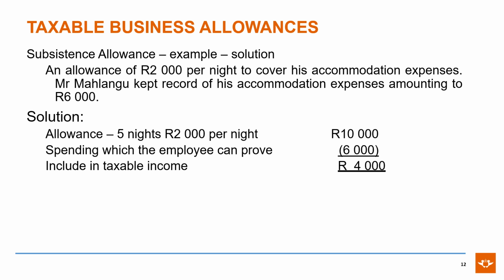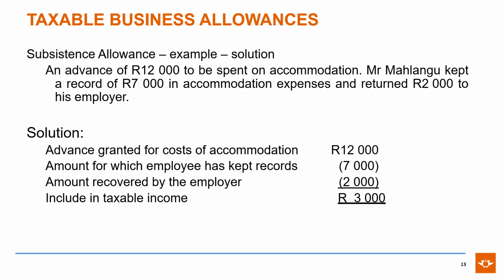Since Mr. Mashlangu received a total amount of R10,000 and kept accurate records of his expenditure, only R4,000 will be included as a taxable allowance. With regards to the R12,000 advance that he received, he kept accurate records of R7,000 in expenses, as well as returned R2,000 to his employer. Therefore, only R3,000 will be included as a taxable allowance.